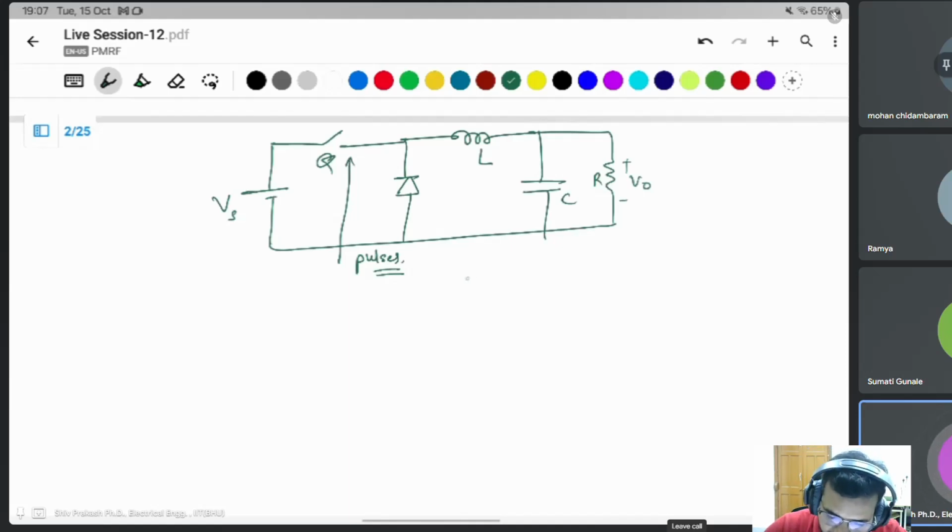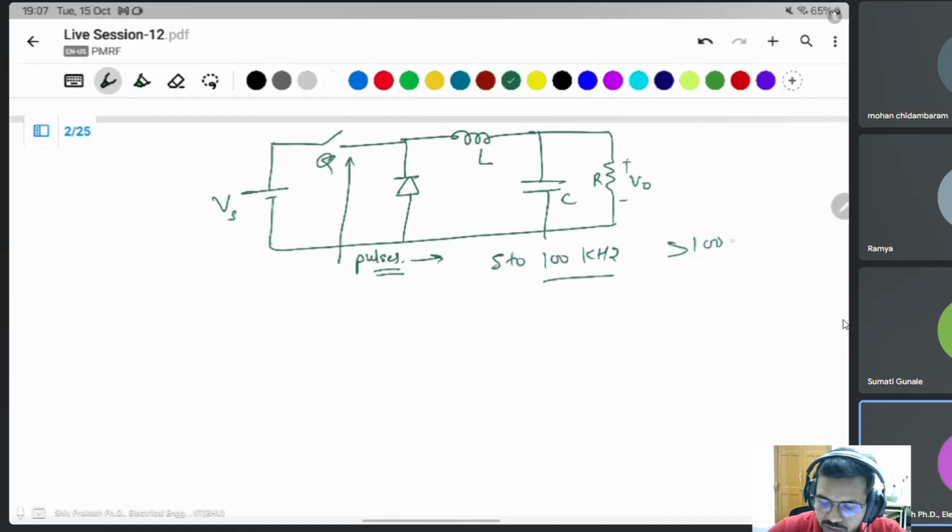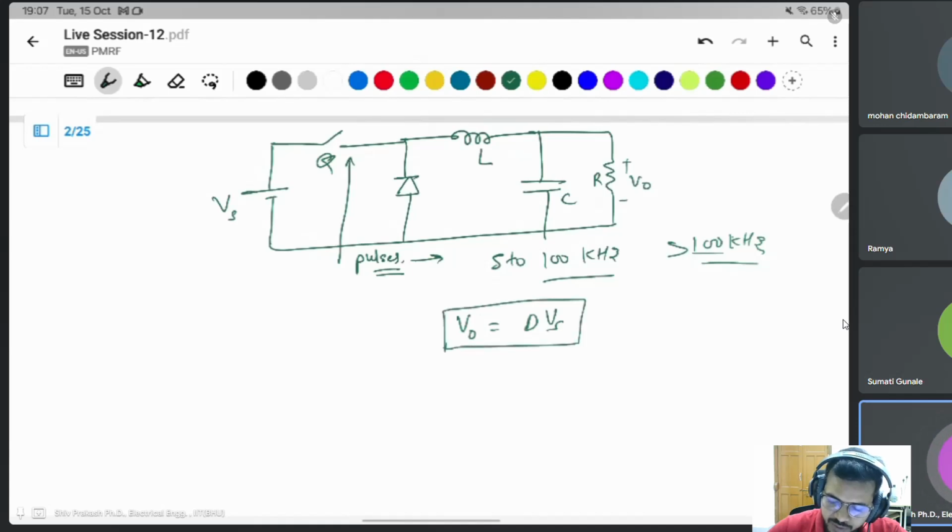Because the pulses required are in kilohertz, very high frequency. It may be 5 to 100 kilohertz, and sometimes greater than 100 kilohertz also. It's simple, if you observe the circuit, you know this: the output voltage is the duty cycle times the input voltage.